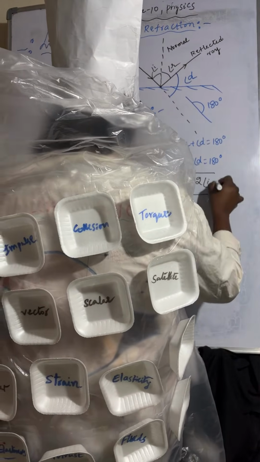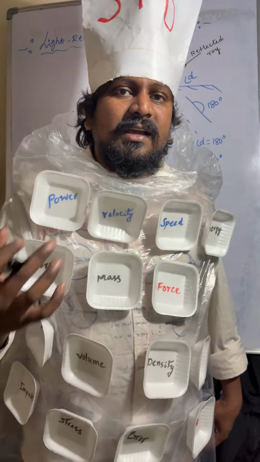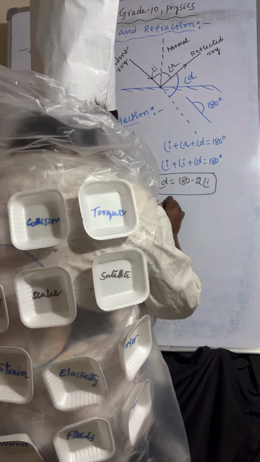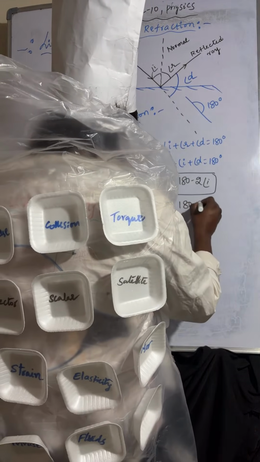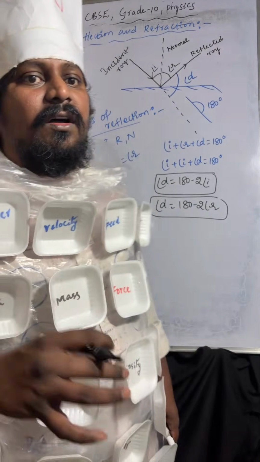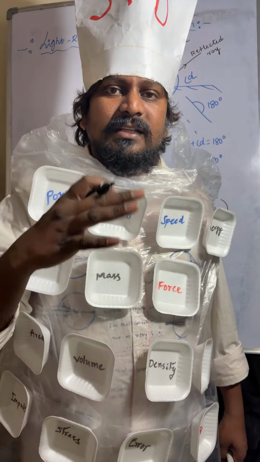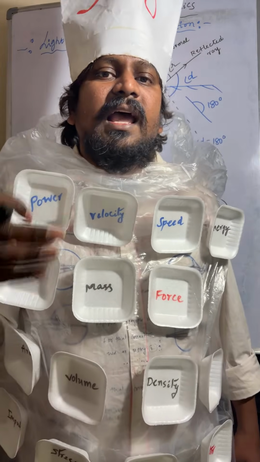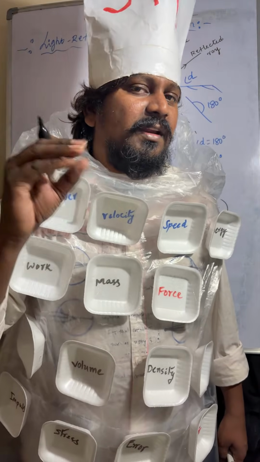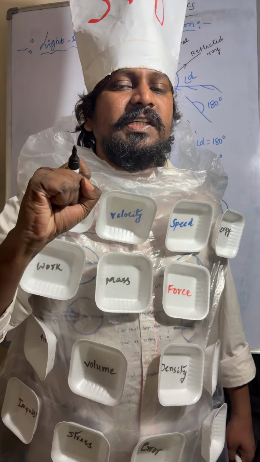In the place of angle of incidence, if I write angle of reflection, the formula is angle of deviation equal to 180 minus 2 angle of reflection. Understood? So the bouncing back of the light from the reflecting surface is called reflection of light. The angle between incident ray and normal line is called angle of incidence. The angle between reflected ray and normal line is called angle of reflection. The angle between reflected ray and deviated line is called angle of deviation.